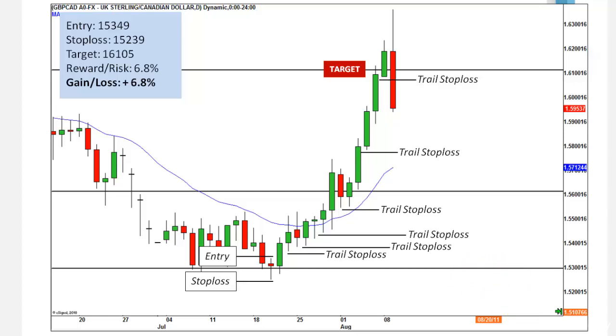So this is pin bar reversals. It's the bread and butter strategy behind our percentage gains every month.